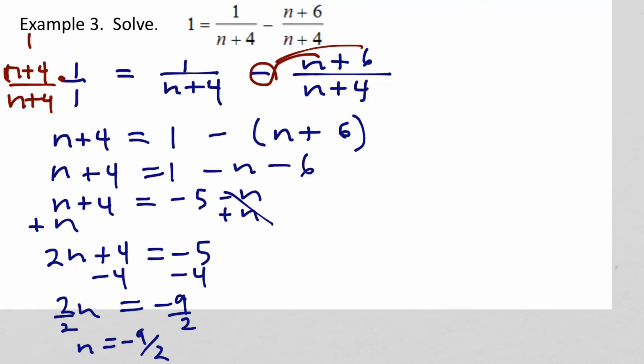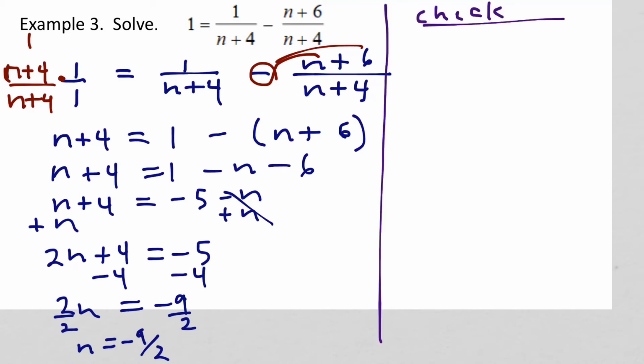Okay, so we found out what n is. Now we want to verify that that is indeed a solution to this problem. And the way I'm going to do that is by substituting negative 4.5 into my original equation. You have to be careful. You check for extraneous solutions when you're solving rational equations. Usually what will happen if it's going to be a problem is you'll get a 0 in the denominator or something like that. But I'm going to go ahead and substitute it in here.